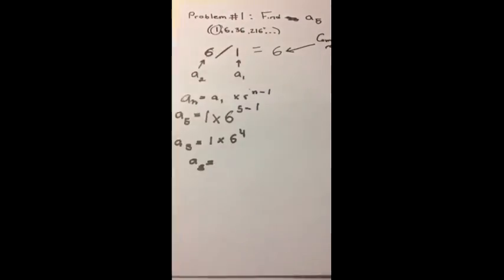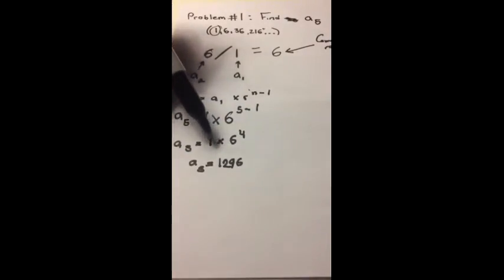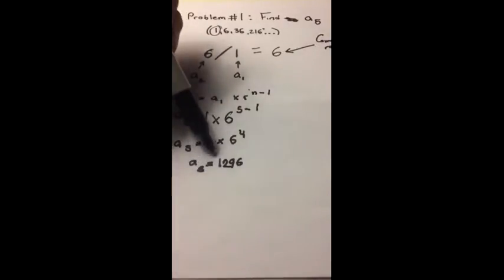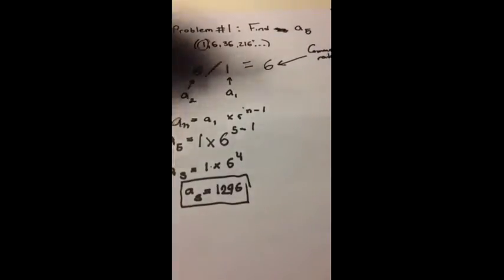So, a sub 5 is equal to 1,296. So what we did there was we found 6 to the 4th power, which was 1,296, and we multiplied it times 1, and we got our answer. a sub 5 is equal to 1,296. So that is how you find a sub 5.